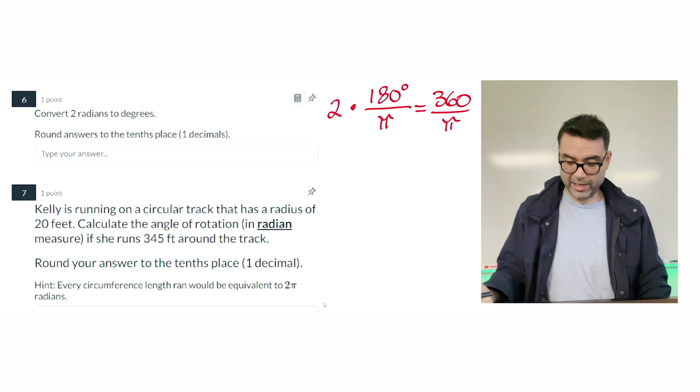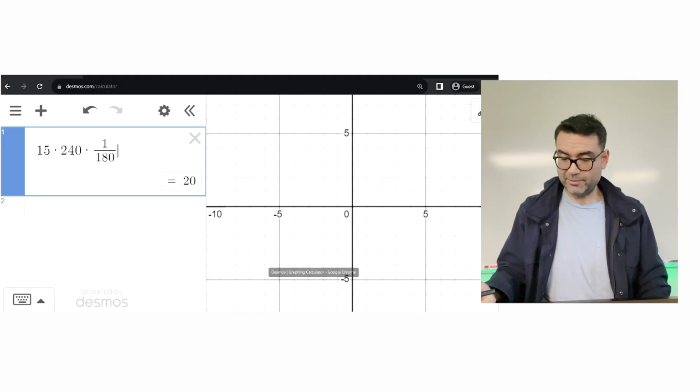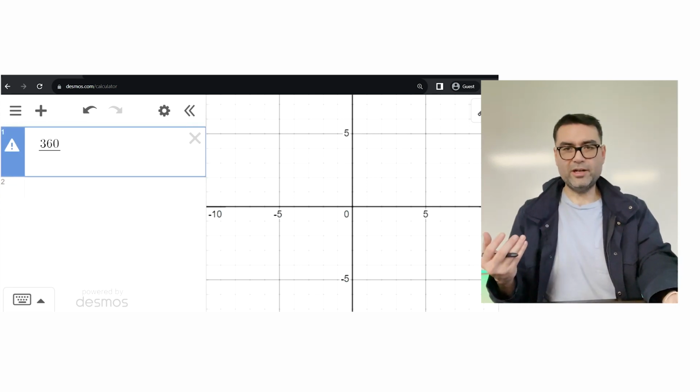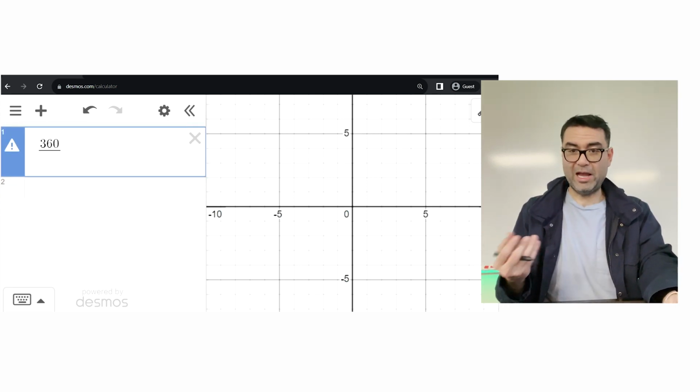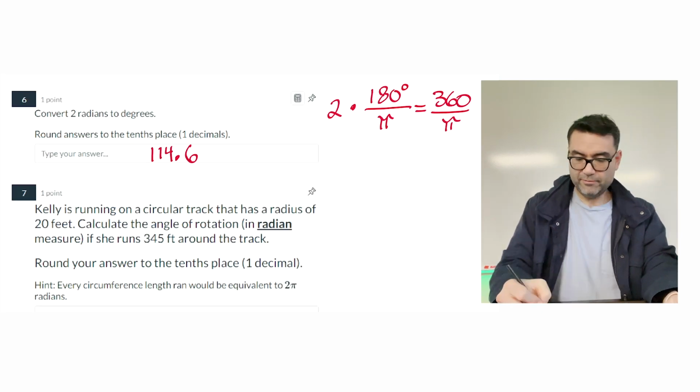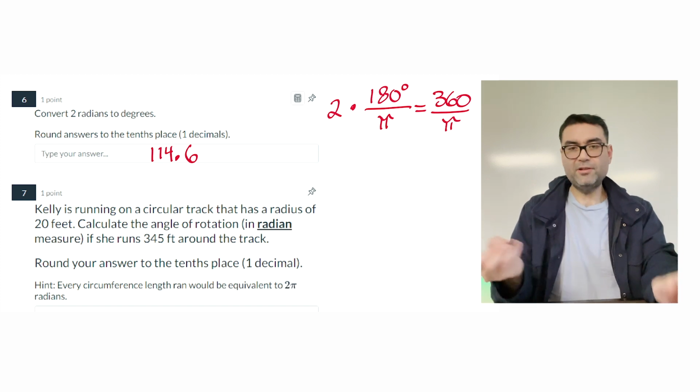Now we're going to round our answer to the nearest decimal. So I'm going to go ahead and hop back onto Desmos and type in 360 over pi. If you're not sure how to get the pi symbol, you could actually just spell pi, P-I. So to the nearest tenth, we would go ahead and do 114.6. Remember, this is now in degrees, but you don't have to put a degree unit.